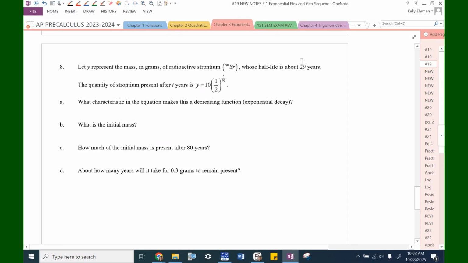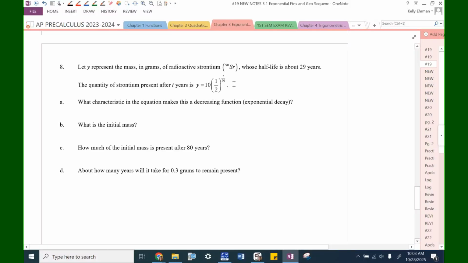You start with 10 grams. It takes 29 years for that radioactive strontium to start deteriorating down to 5 grams. It'll take 29 years for that to happen. It would take another 29 years for it to get down to 0, if it ever actually can get to 0. The quantity of strontium present after T years is this. Y equals 10 times 1/2, because of half-life, to the T over 29.